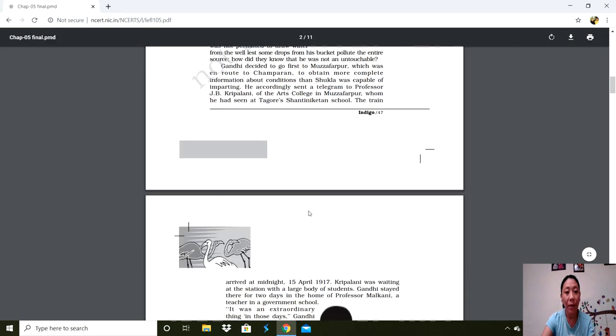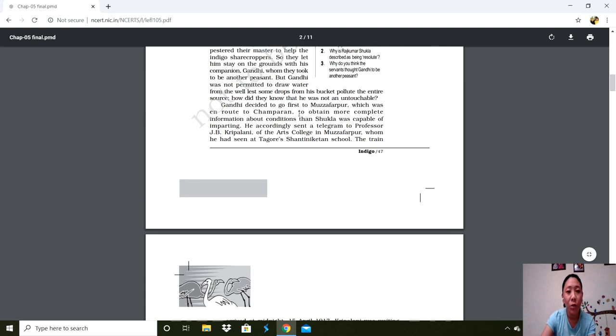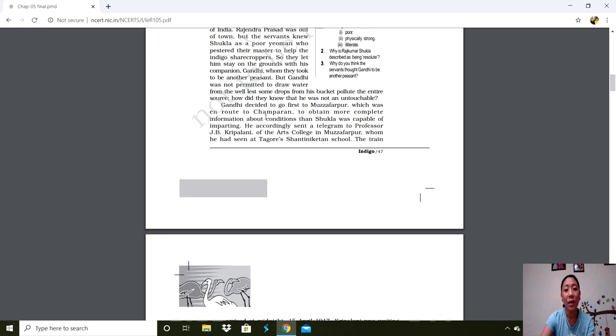Okay, the next paragraph. Gandhi decided to go first to Muzaffarpur, which was en route to Champaran. En route means on the way to Champaran. So when they could not meet Rajendra Prasad, Gandhi decided to stop by Muzaffarpur, which falls on the way to Champaran.